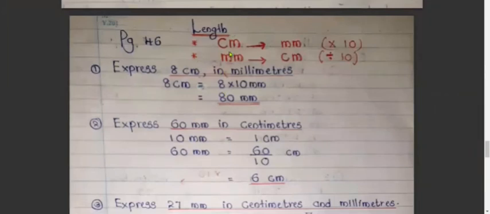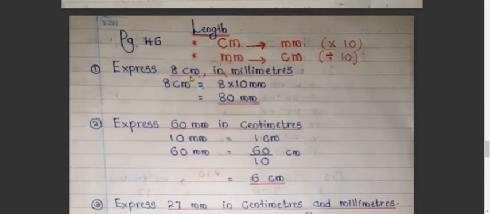Children, you have to remember this. Centimeters, when you want to convert into millimeters, you multiply by 10. Millimeters, you convert into centimeters, you divide by 10. Remember this. Because what is the relationship of centimeters and millimeters? 1 centimeter equals 10 millimeters.